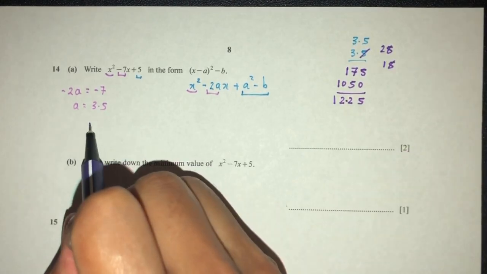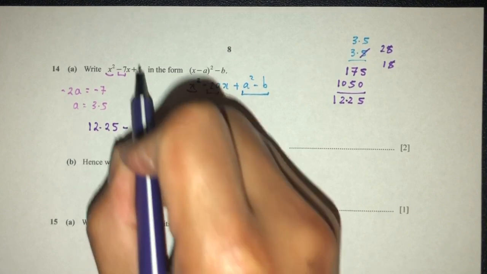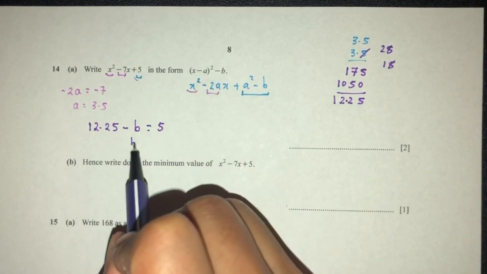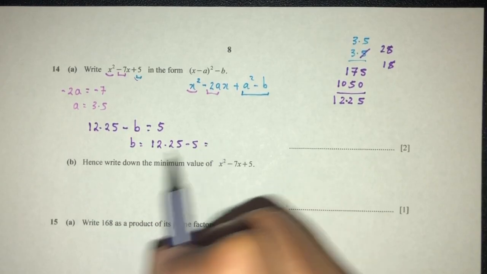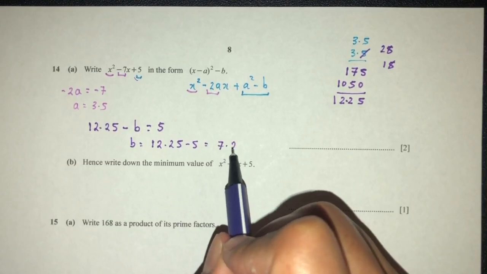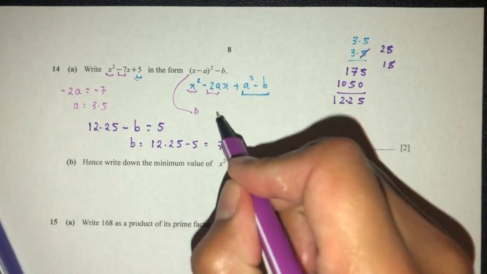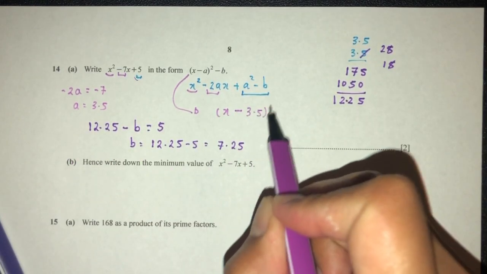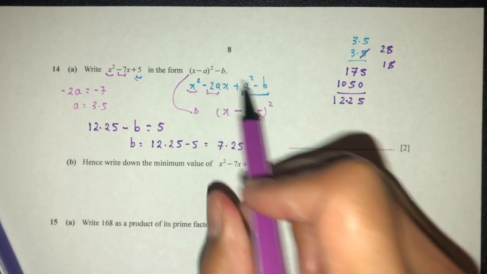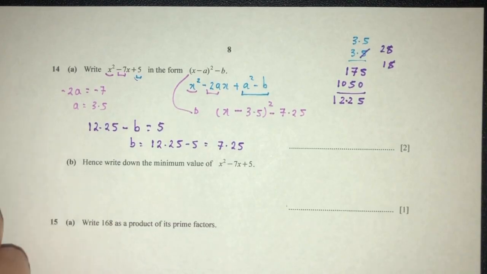So a squared will be 12.25. Minus b has to give you the value of 5. So b has to be 12.25 minus 5, and that will be 12 minus 5 is 7, so 7.25. So your answer will be (x minus a) which is 3.5, squared, minus b which is minus 7.25. Okay, and that will be your answer for part A of your question.